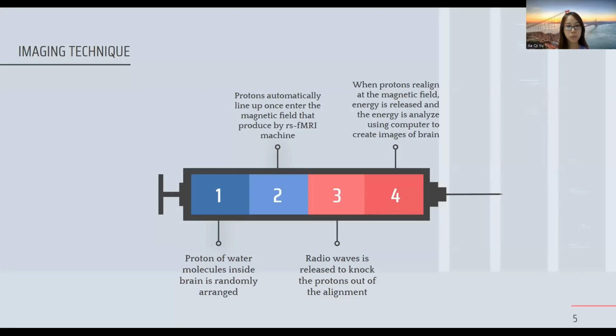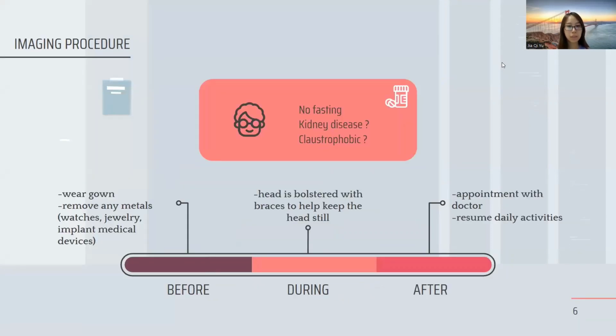RSfMRI uses the interaction of protons with magnetic fields and radio waves to produce an image with the help of a computer. Before the scan, patients need to tell if they have kidney disease or claustrophobia. They also need to remove any metal objects. During the scan, they need to keep their head still. After the scan, they can make an appointment with the doctor and resume their daily activities.